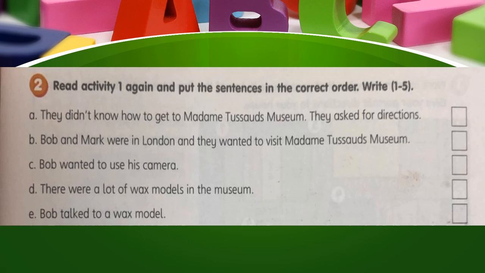Let's read them first. A. They didn't know how to get to Madame Tussauds museum. They asked for directions. B. Bob and Mark were in London and they wanted to visit Madame Tussauds museum. C. Bob wanted to see his camera. D. There were a lot of wax models in the museum. E. Bob talked to a wax model. Okay, let's see which one will be number 1.